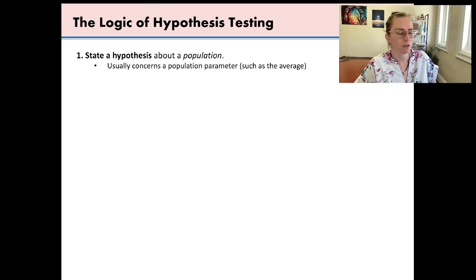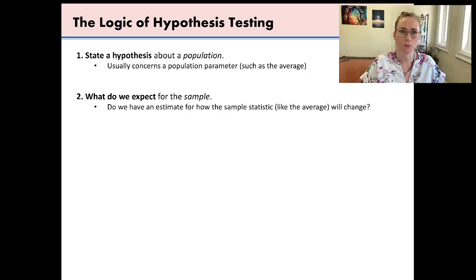So the logic of hypothesis testing is that you first need to start with stating a hypothesis about a population, not your sample, about the population. So usually this is some type of population parameter, like an average. Next, we want to figure out what we expect from the sample that we collect. So do we have an estimate for how the sample statistic will change? And this is important because if nothing's going to change, then why are we doing hypothesis testing? I mean, you could expect that nothing is going to change. But more likely than not, we think that some change will occur.